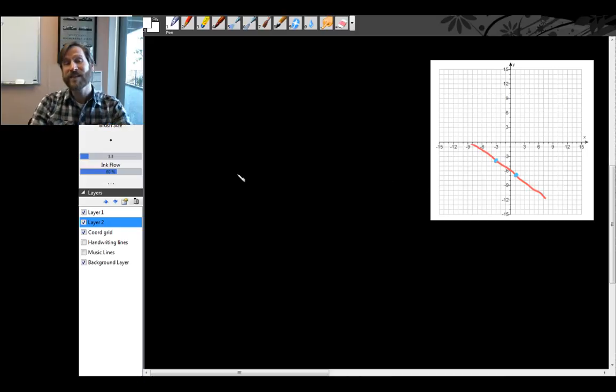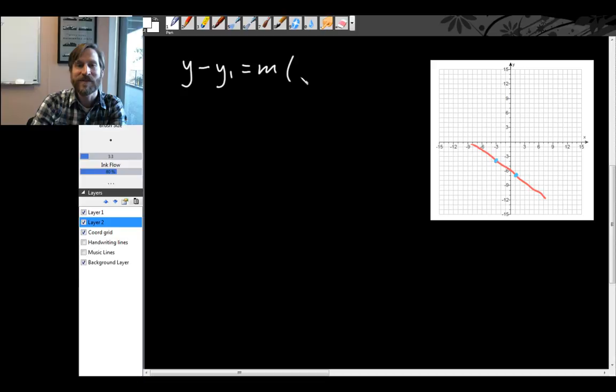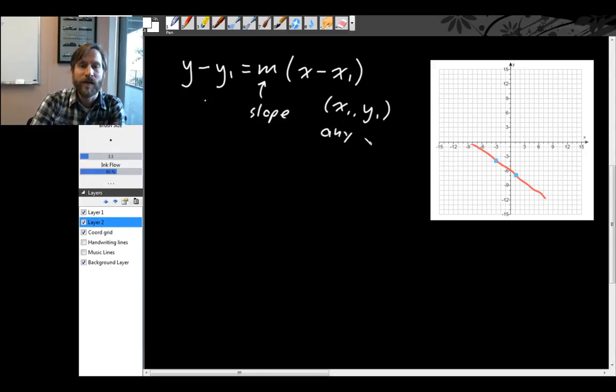If you can't tell exactly what the y-intercept is, then you can use the point-slope equation for a line. And the point-slope equation for a line looks like this: y - y1 = m(x - x1). So in this equation, m is still the slope, and x1 and y1 together are any point on the line.